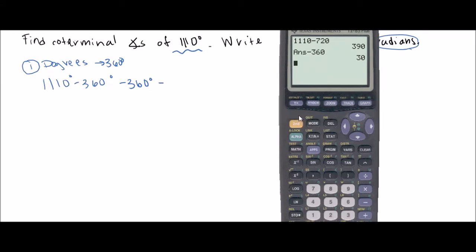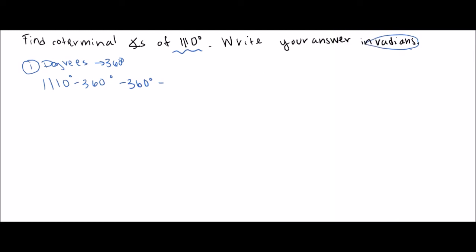And we get 30. So I actually need to know what 1110 minus just 360 is. That's important because you need to know all of the coterminal angles. In this case, 1110 has coterminal angles of 750, 390, and 30. So we also had 750 degrees and we had 390 degrees. So these are all of our coterminal angles.